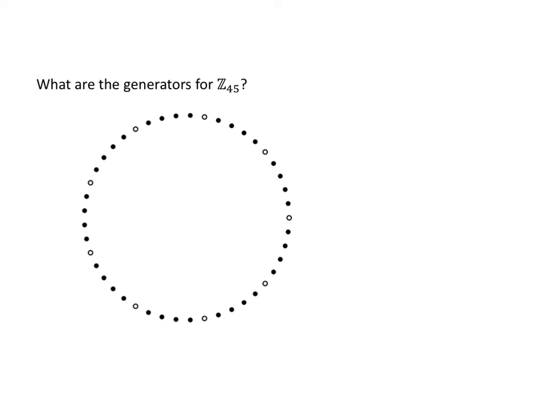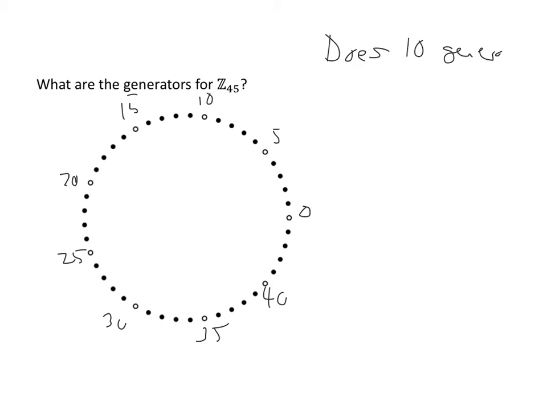Well, now we want to ask the question, what are the generators for Z45? Okay, so I'm not going to number all of these again, but I'll put a few of them on there: 0, 5, 10, 15, 20, 25, 30, 35, and 40. And we could ask the question, does 10 generate Z45?